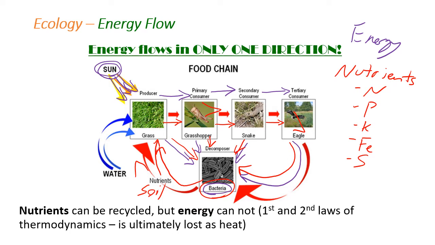That is where the first and second laws of thermodynamics come into play. Basically, energy is going to be lost as heat as we go through the trophic levels. So we're going to lose a little bit of energy each time we go through here. Loss of energy, mostly as heat. And we're also not going to recycle our energy.